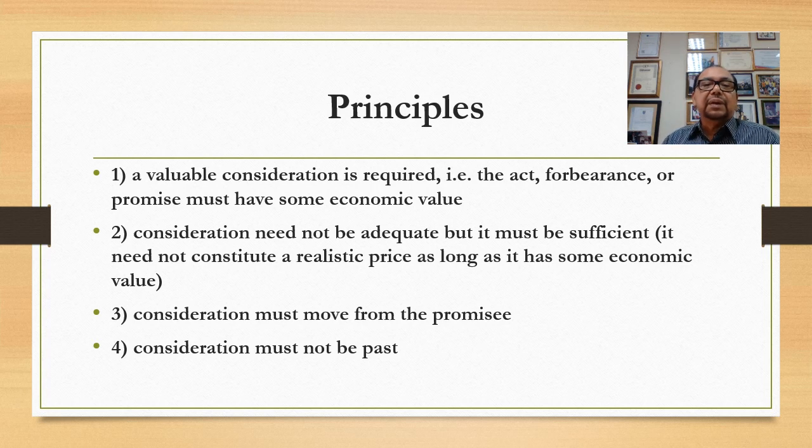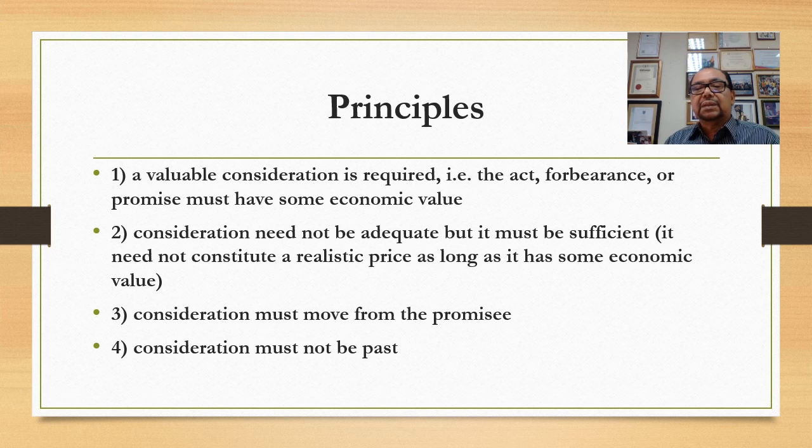Principle. Okay, we go a little bit. A valuable consideration is correct. That is, the act of forbearance or promise must have some economic value. That means in this term, money lah. Yeah. Consideration need not be adequate, but it must be sufficient. It does not constitute a receipt price as long as there's some economic value.